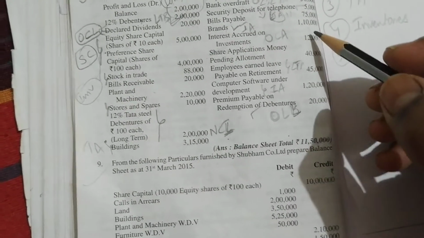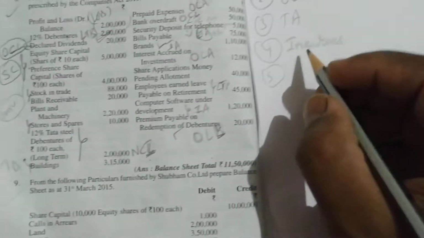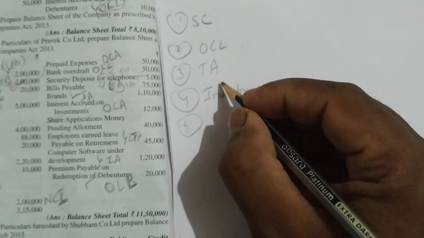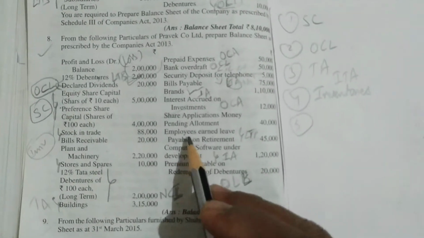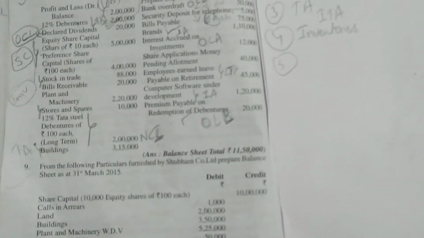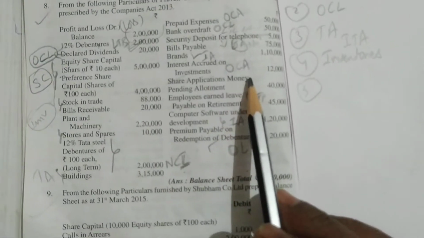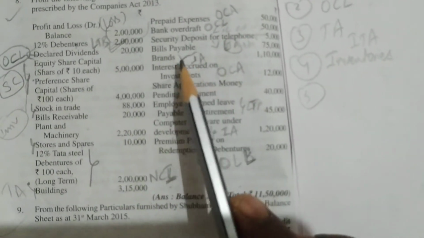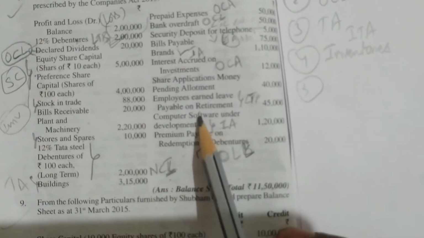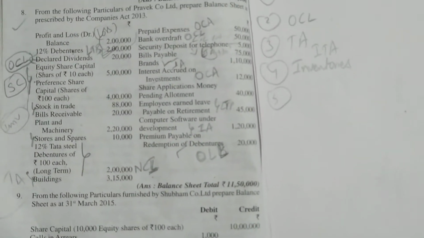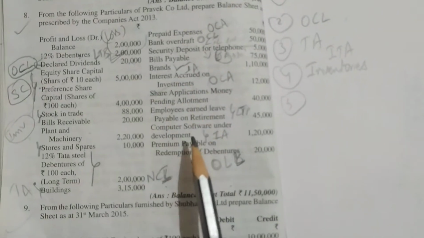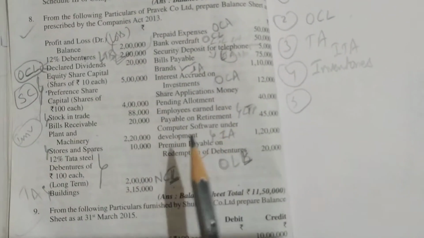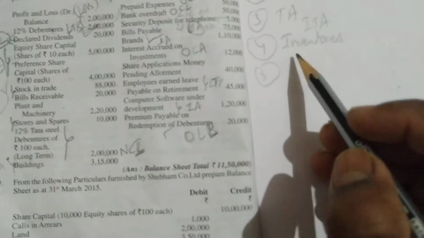Next, after that we have to prepare one more working. After tangible you prepare intangible assets. What all intangible assets are we having? See here. First is branch, and computer software is one more intangible asset. So here we are having two intangible assets. One is branch, other is computer software. Okay, done.